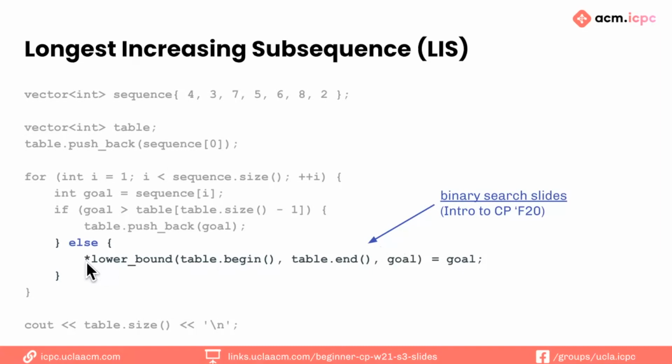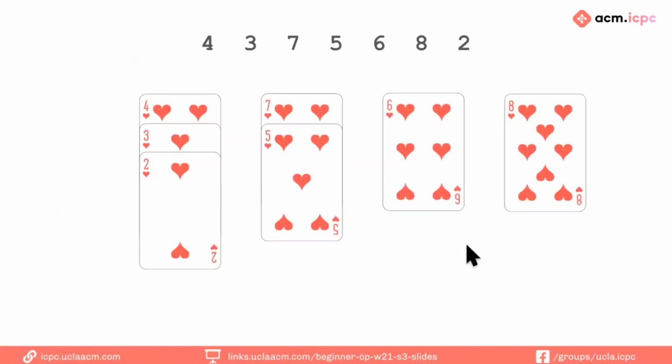And that's something that we covered last quarter in Intro to CP. I've linked the slides here if you're interested in learning more about this stuff, and you can also look at the documentation for lower bound. But essentially the idea is that lower bound is a really fast way of searching for a specific goal within a sorted array. The key here is that if you look at these piles, because you always replace the minimum and each number is only placed to the right of smaller numbers, it's always going to be sorted, which means that you can do binary search to make this really efficient.